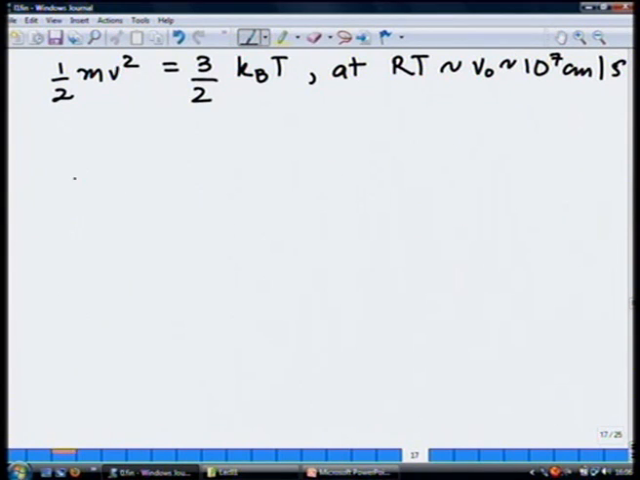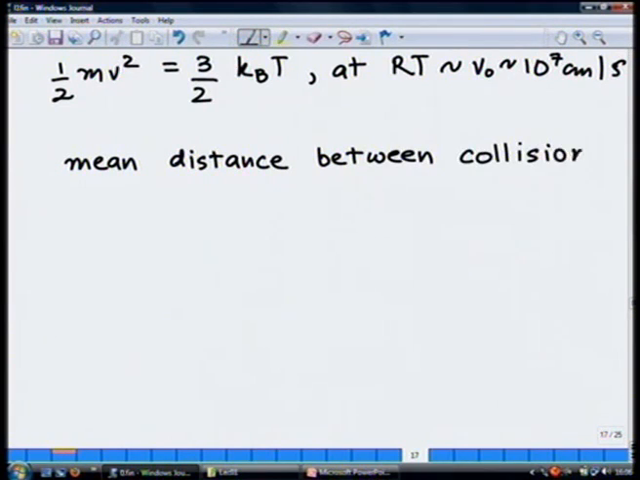So, if you look at mean distance between collisions, then these will be the velocities which are involved, order of magnitude of velocities. Of course, this is the velocity by which an electron will emerge out of collision, whose average component is 0, but that is the order of magnitude of velocity, and multiplied by tau, the average time between collisions, this distance will become equal to about 1 to 10 angstroms based on value of tau and V0.